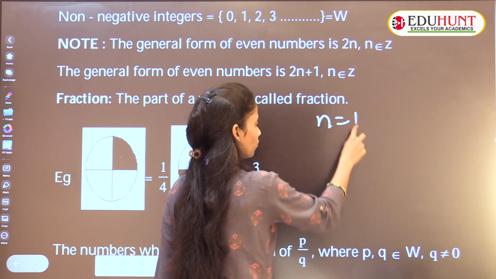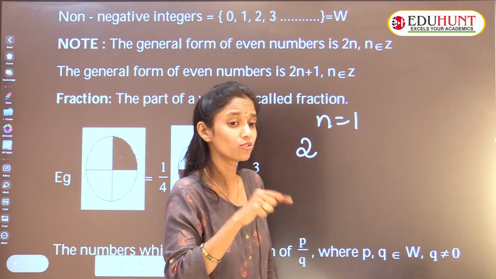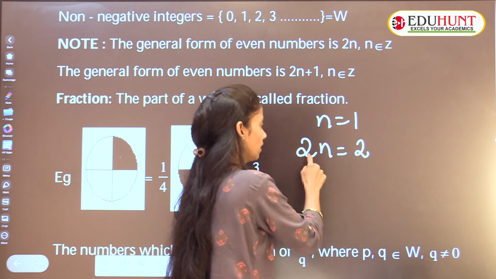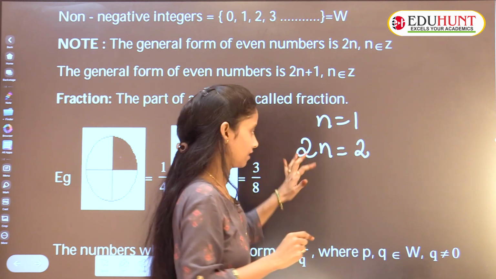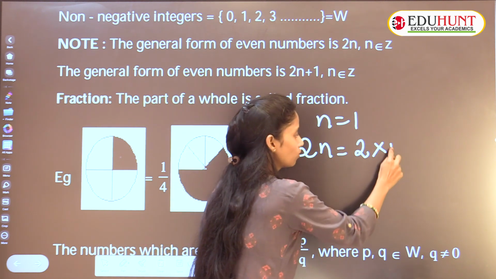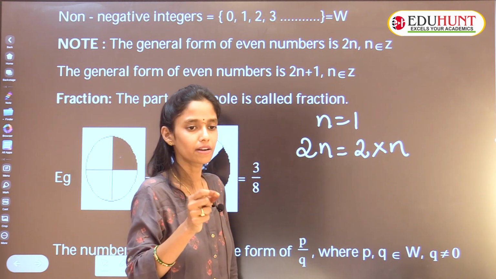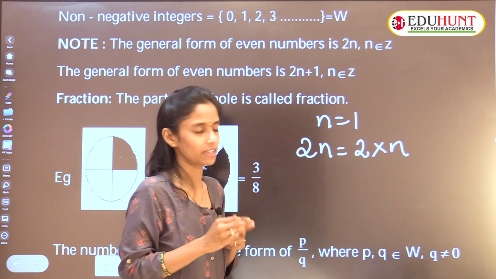Okay, n equal to 1. Now, even numbers I am checking. After substituting the n value, you should get an even number. So in the 2n formula, what is the symbol between 2 and n? Always multiplication. Write it: 2 into n. There is no symbol between the variable and the number; always remember that both are under multiplication.